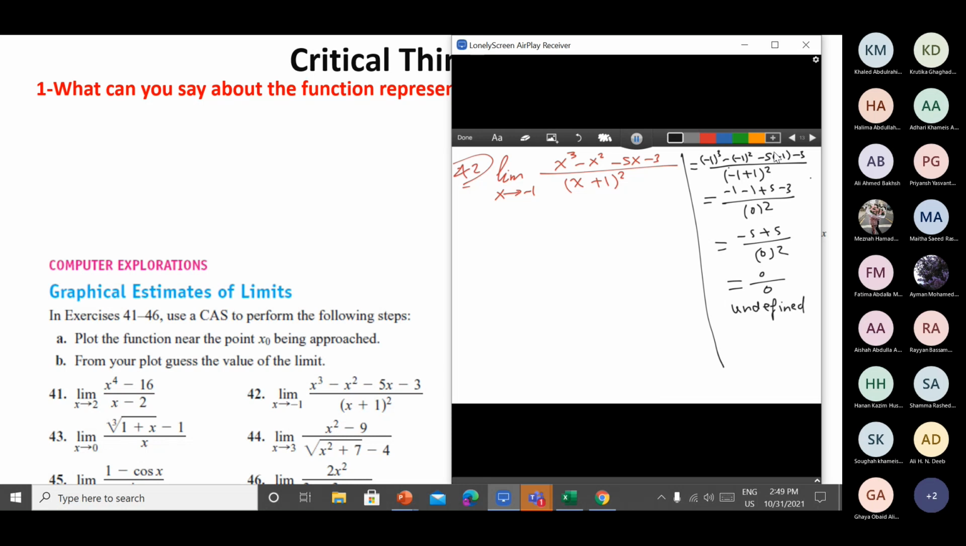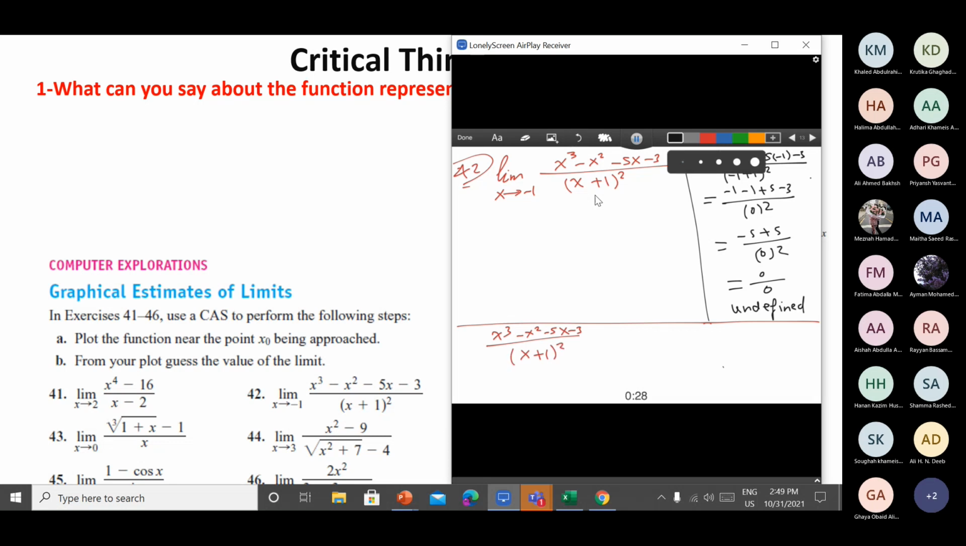So I have to factorize and cancel out something from here to get rid of the 0 in the denominator. I have no problem if I have 0 in the numerator, but I have a problem if I have the 0 in the denominator, right? So this is exactly like a fraction, the numerator divided by the denominator. How can I divide this one? Using the long division. So I know x cubed minus x squared minus 5x minus 3 over x plus 1 squared.